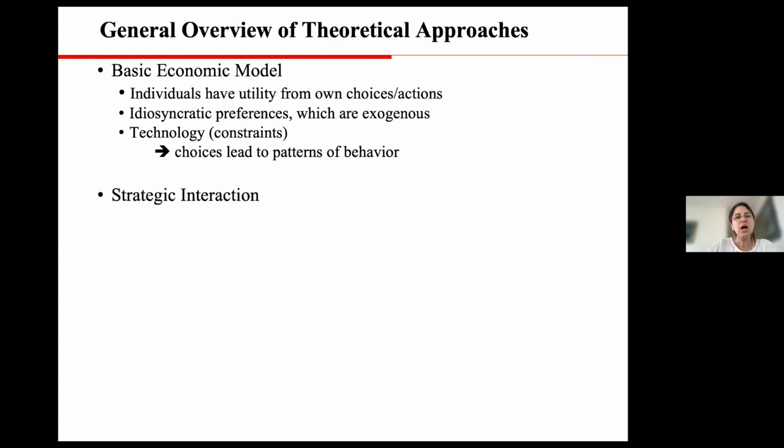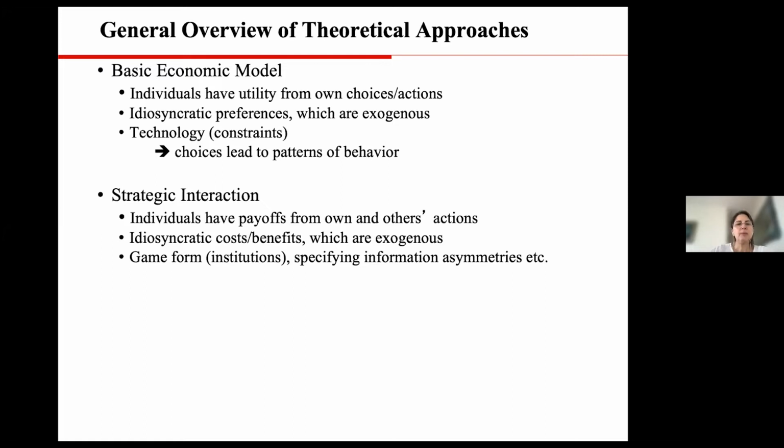And then there's some sort of technology, or we might call that constraints, and people make a decision based on maximizing the utility they have, which of course is capturing these preferences, subject to the constraints that are facing them. And the choices lead to patterns of behavior. Okay. A strategic interaction model. Individuals will have payoffs from their own and others' actions, and they still have idiosyncratic costs and benefits, which are presumed to be exogenous. But we're introducing a game form or institutions which specify the information asymmetries that might be at play. Okay, I'm going to illustrate all of these with education in a minute. The equilibria of the strategic interaction give the patterns of behavior. So here it's choices give patterns of behavior, and here with strategic interaction it will be the equilibria that give patterns of behavior.